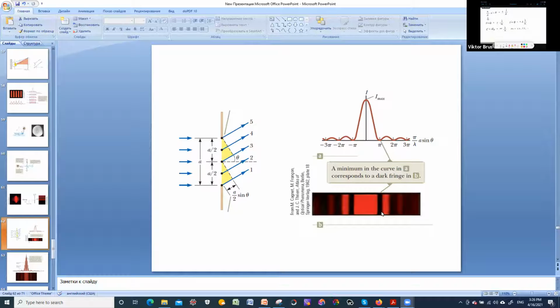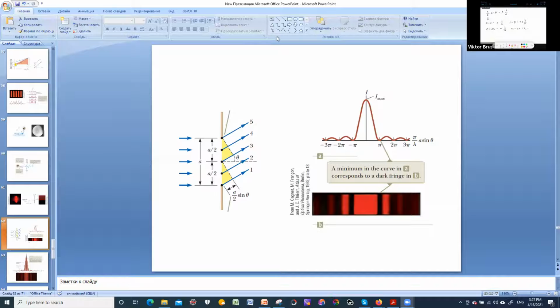Then we go to some angles which correspond to conditions which we defined on our slide previously. And we get, with some periodicity, the dark fringes of the diffraction pattern, which correspond to destructive interference.